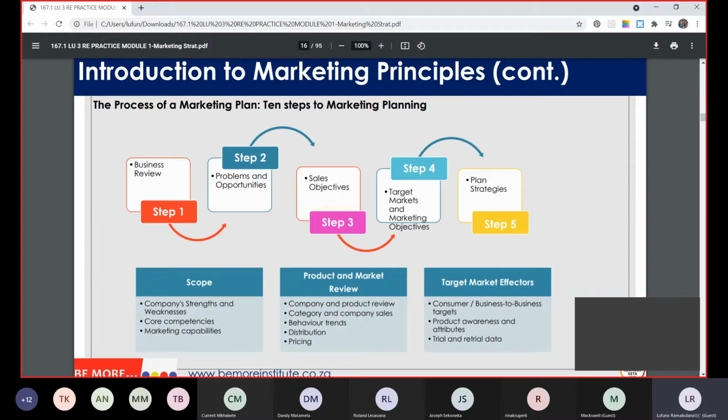What are we looking at? What do we want to be able to achieve? How much do we want to be able to sell? And then we move to step 4, which is the target market and the marketing objectives. Who is your target market? How are you going to market this particular product? And then the 5th one is your plan strategies.